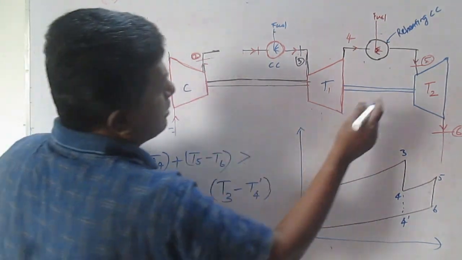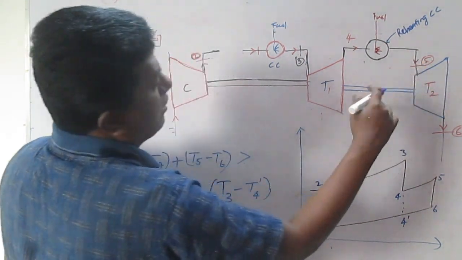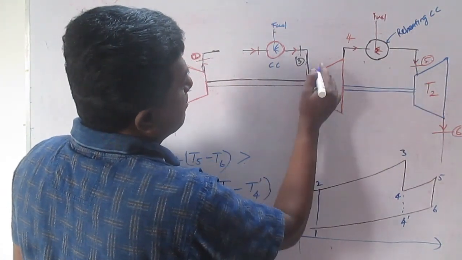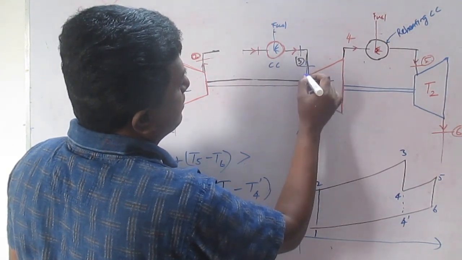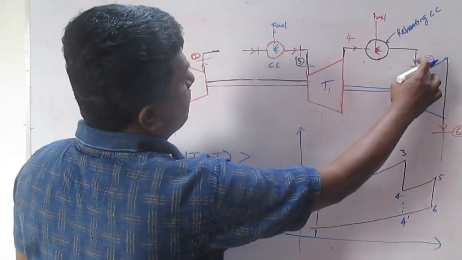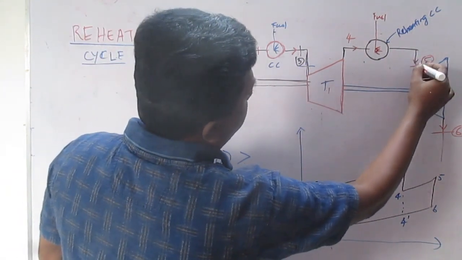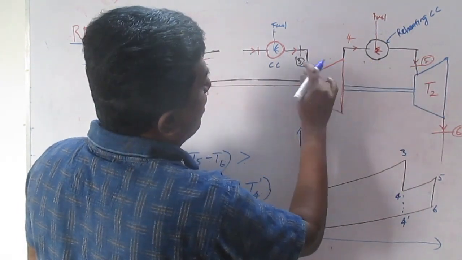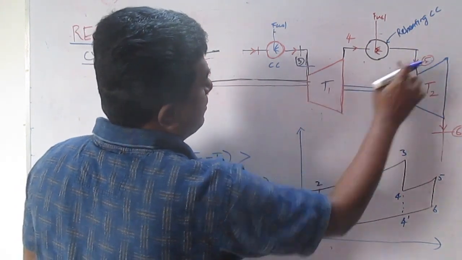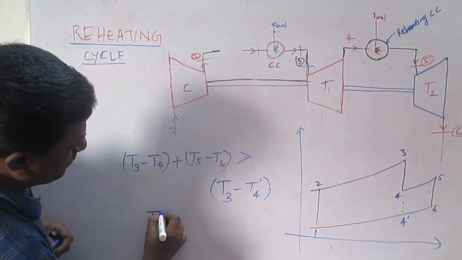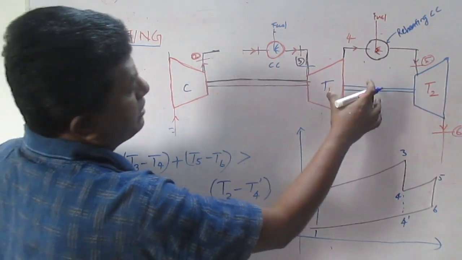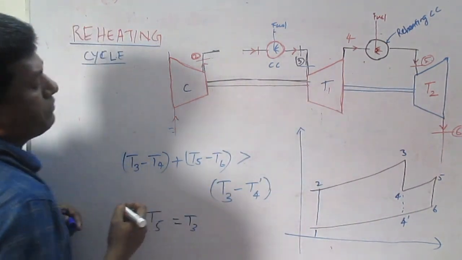The main thing is, suppose you want to have a perfect reheating. Perfect reheating means whatever the temperature operating points are at this point, at this point, and at this point. Our perfect reheating works when T5 equals T3, because at this point also we want to have this condition. When we achieve T5 equal to T3, we reach the perfect reheating. That is what we have to understand.